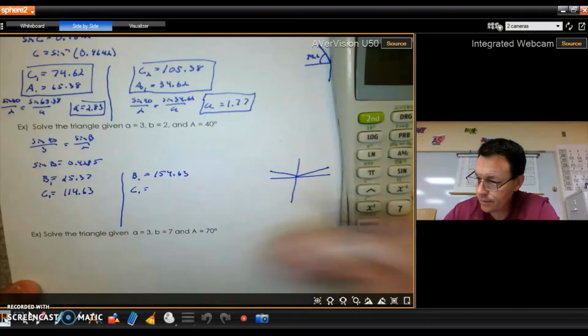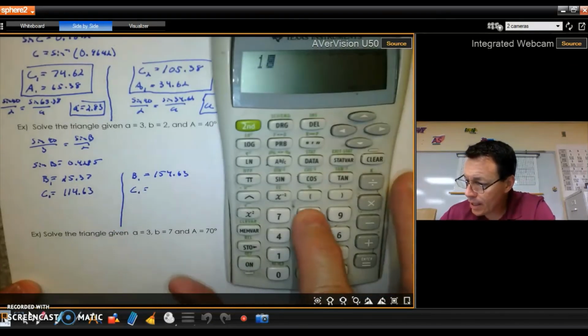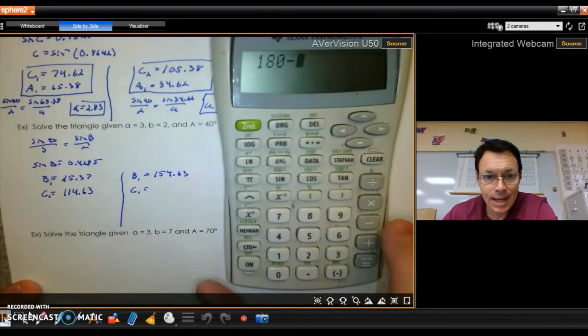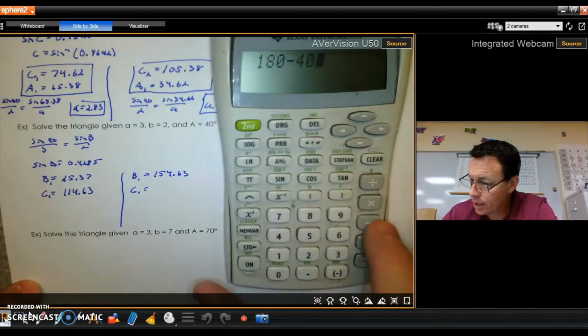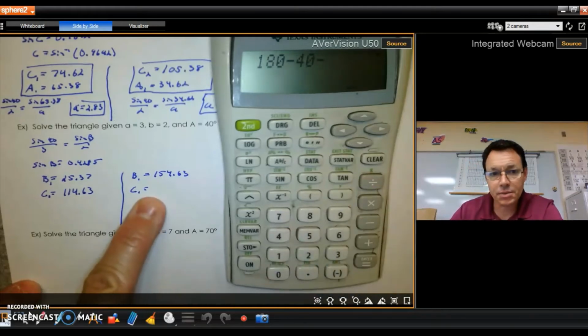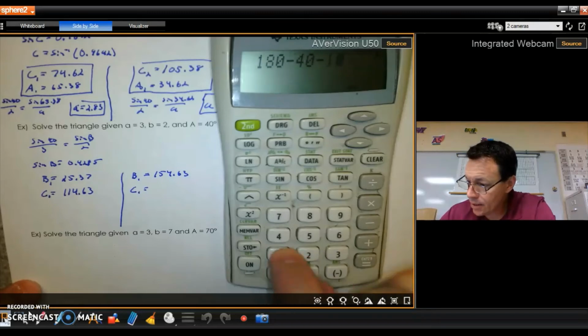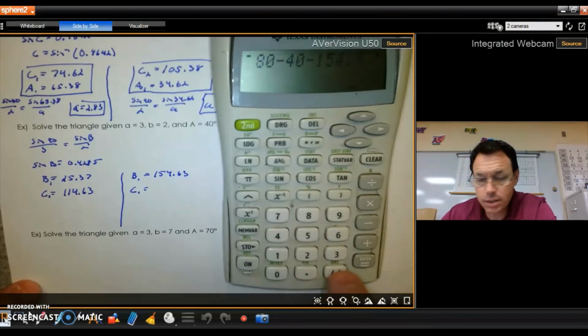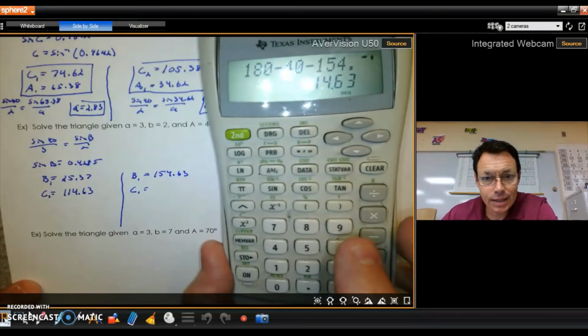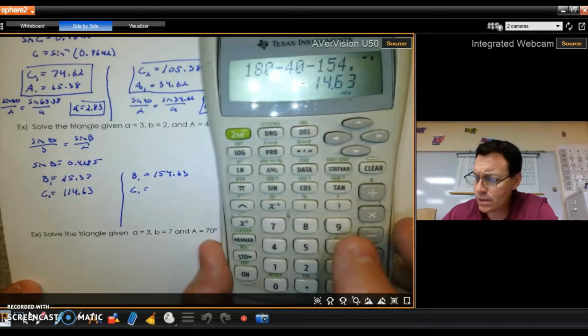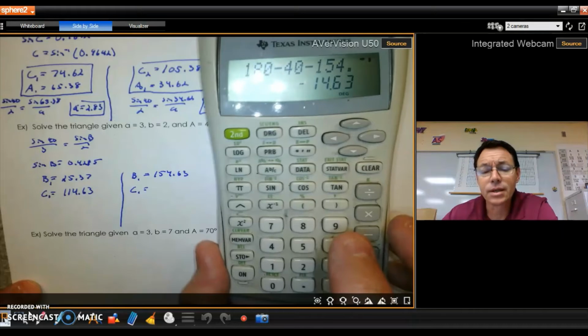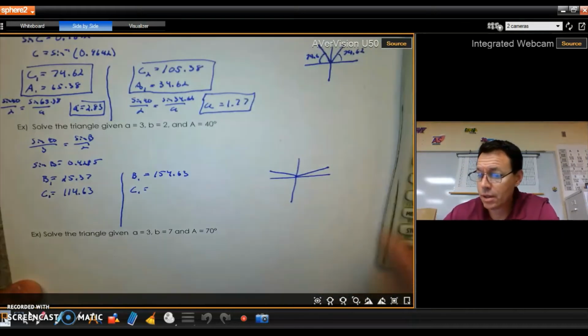Or I could do 180 minus 40 minus, so now I'm finding this possibility, minus 154.63, and I get negative 14.63. All right, so here's what happened on this one.